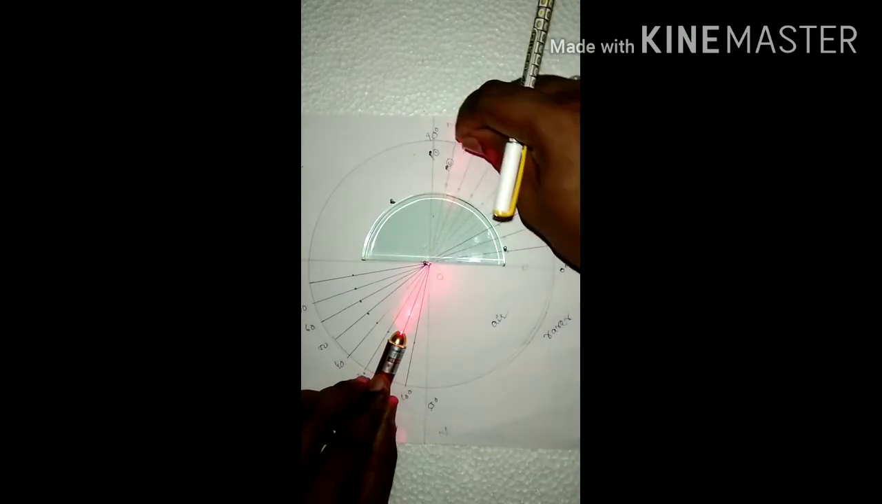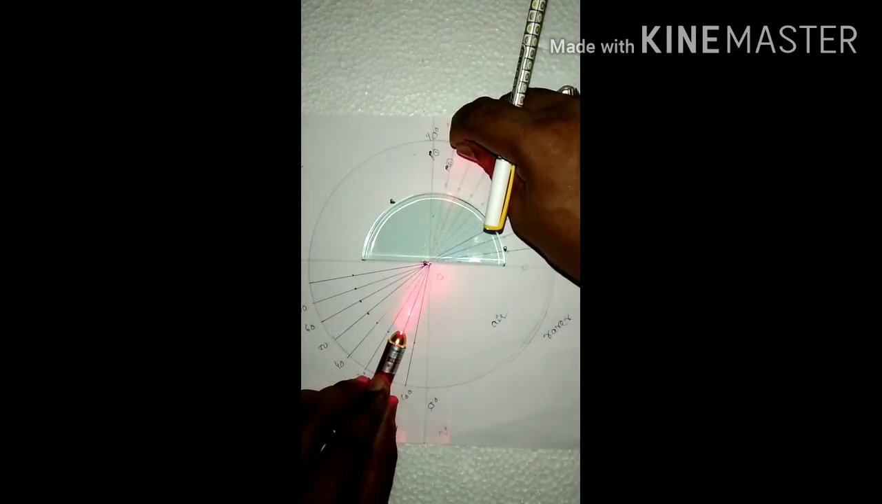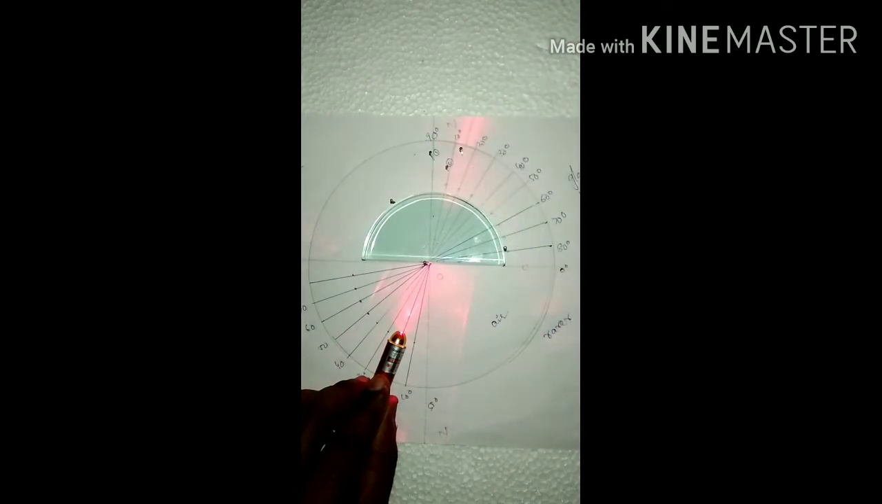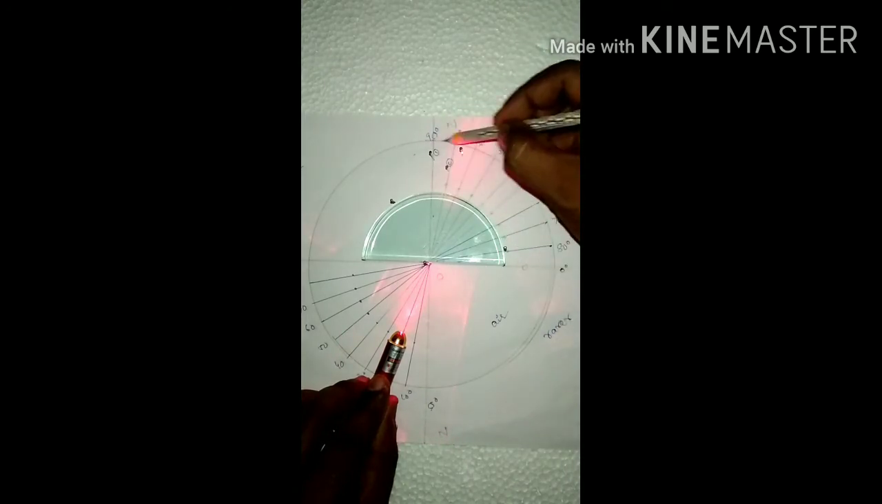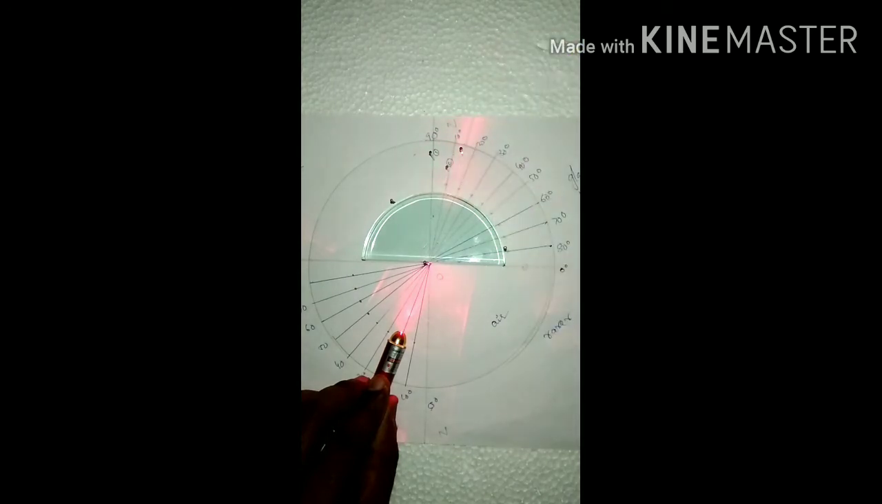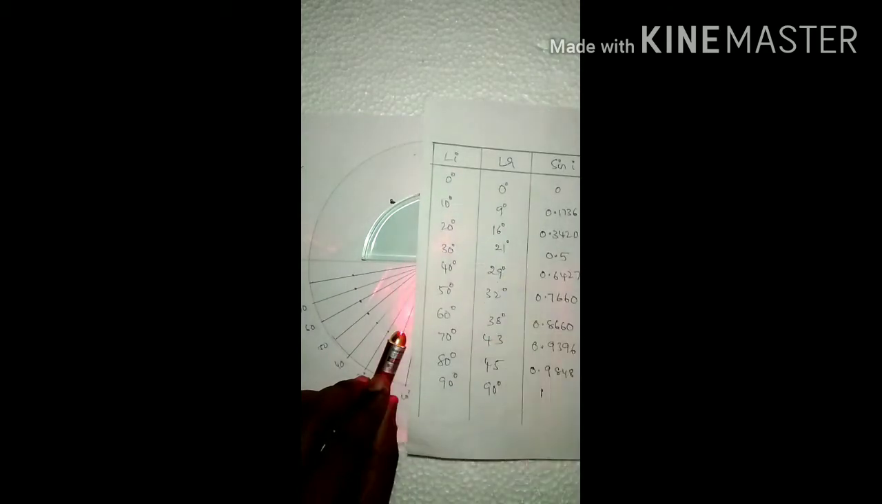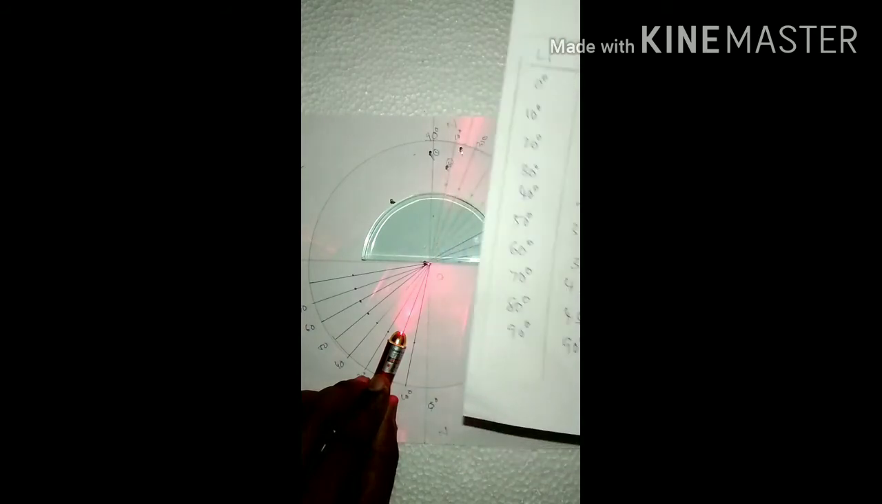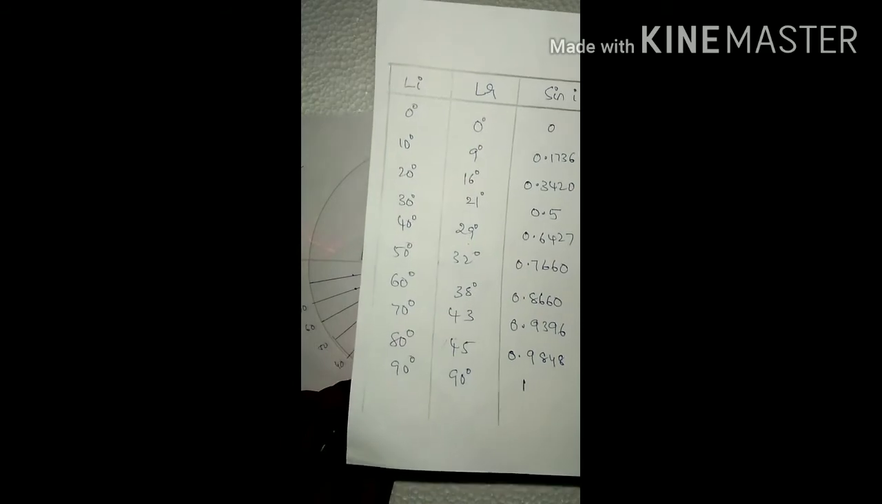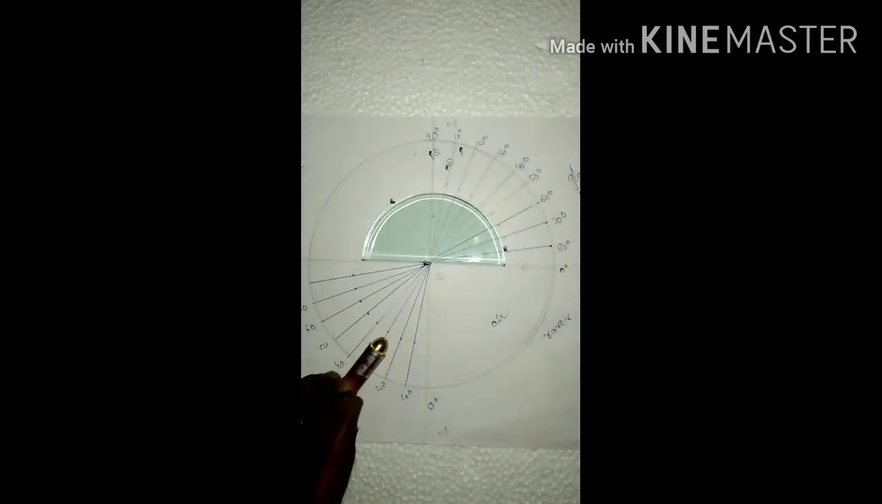Now I am going to identify at what angle the light ray is refracted. If you observe, the light ray is passed. It may be from here to here 10 degrees and here it may be a maximum of 16 degrees or 17 degrees. So if you observe this, angle of incidence is 20 degrees and angle of refraction is 16 degrees. Then pass the laser light at an angle of 30 degrees.